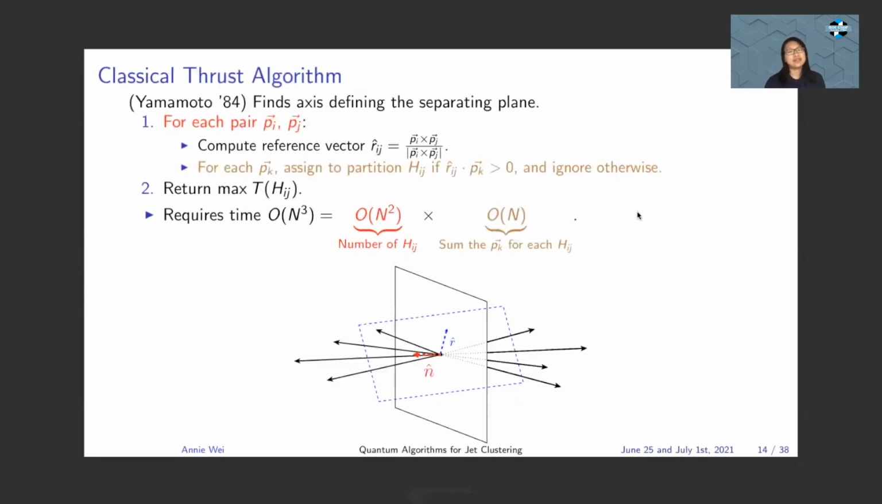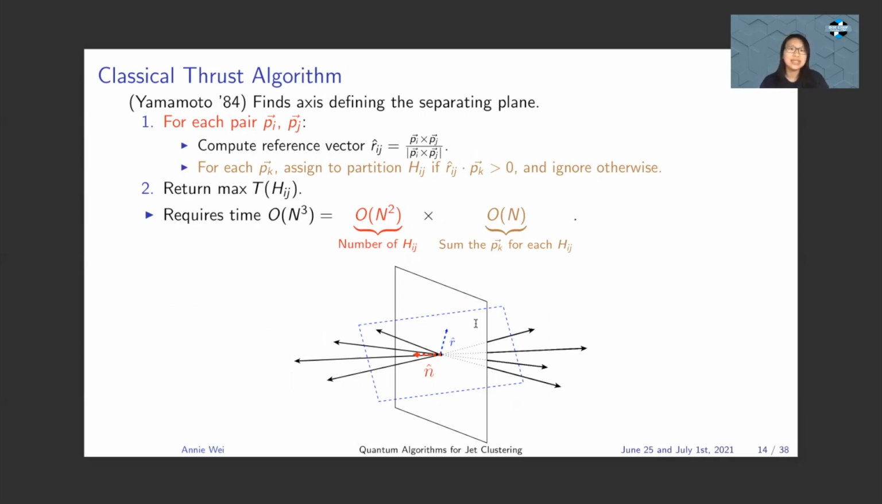Right, so first I will talk about this classical O(n^3) thrust algorithm. Basically where the n cubed comes from is, first of all, we can determine a plane using two particles. Basically, we take their cross product that gives us a vector. The vector determines the plane.